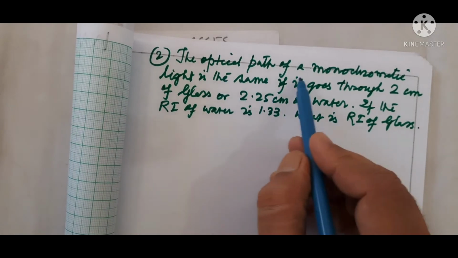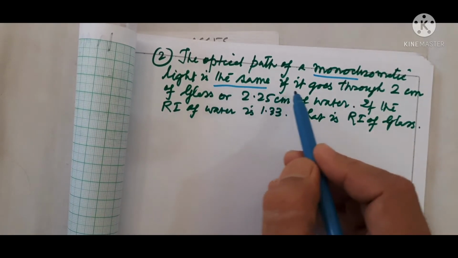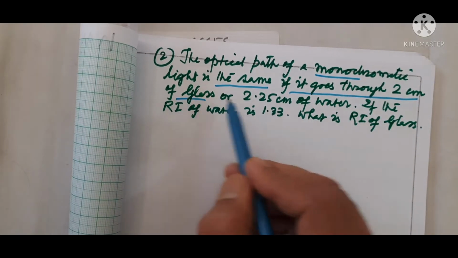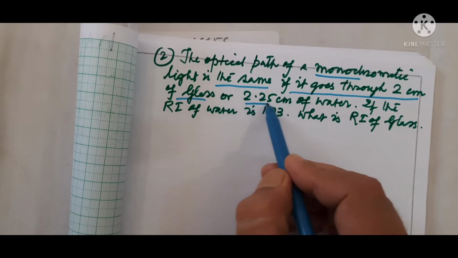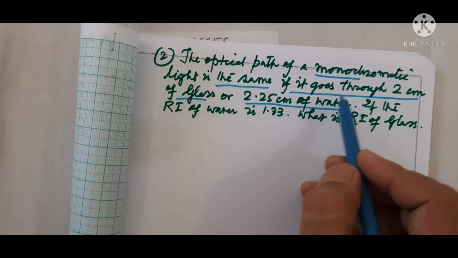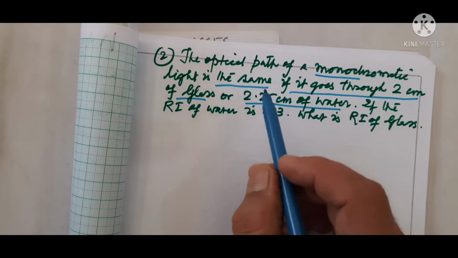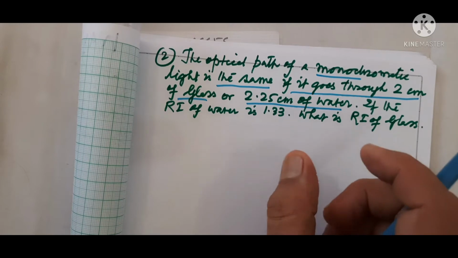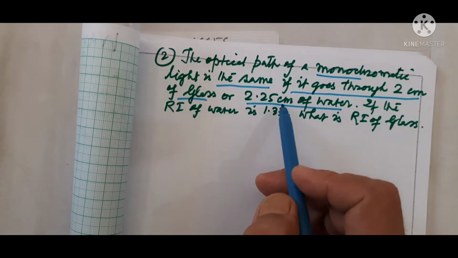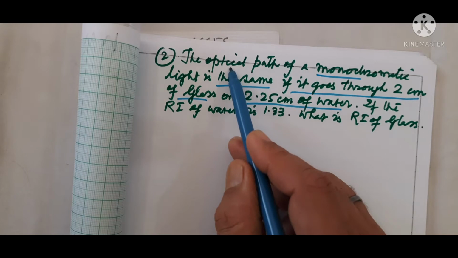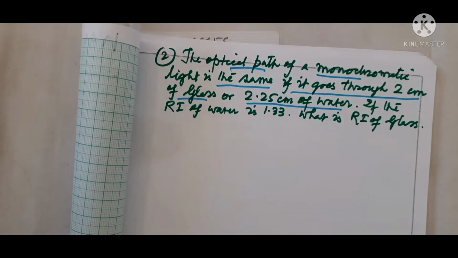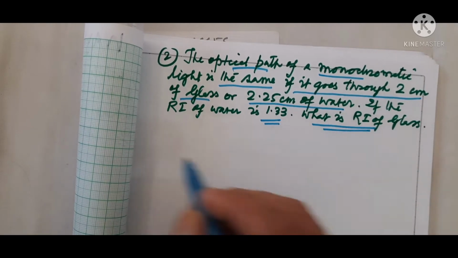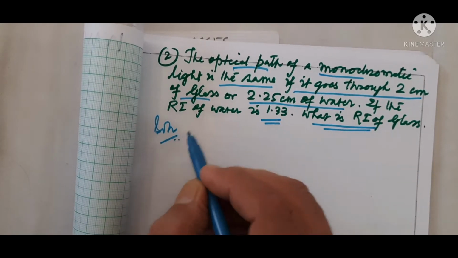Another question: the optical path of a monochromatic light is the same if it goes through 2 centimeter of glass or 2.25 centimeter of water. Meaning 2 centimeter is the thickness of glass, and 2.25 centimeter is the thickness of the water in some container. But the optical path is the same. If the refractive index of water is 1.33, what is the refractive index of glass? So how are we going to solve this?